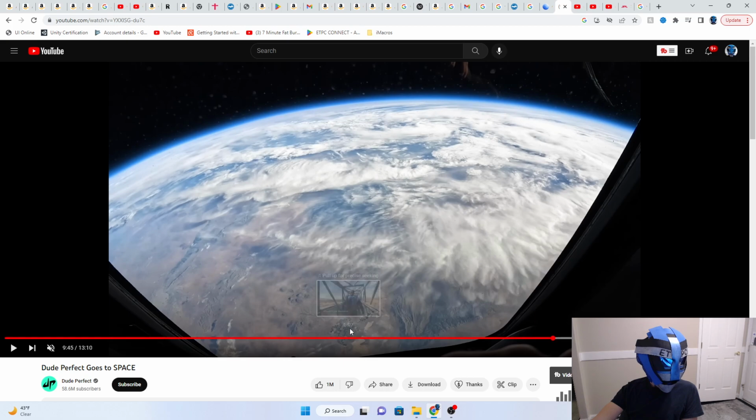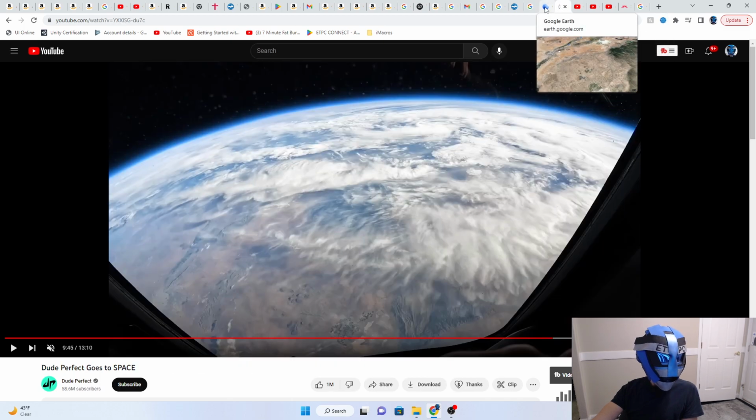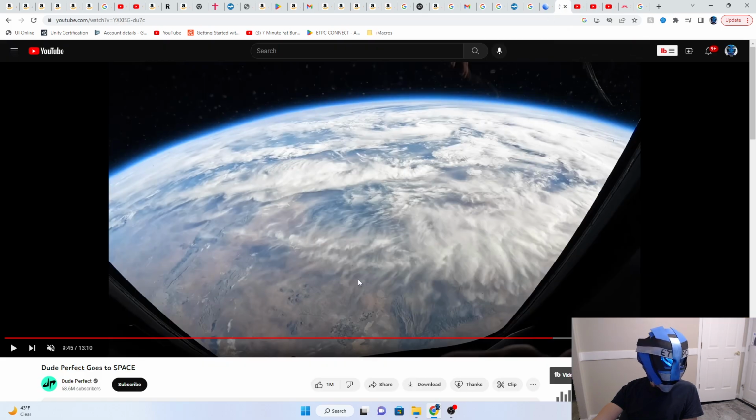Once again, there are the round crops, very distinct round crops, and this distinct pattern of small hills right here. There we go again, the distinct things. There's the city, Dell City right here. So how big is Dell City? How big do you think that is?